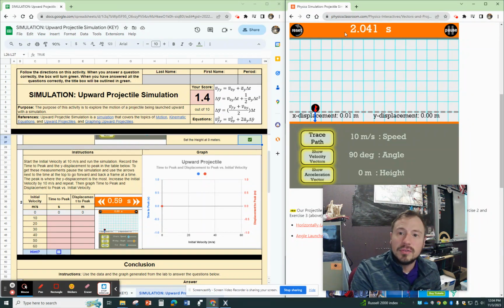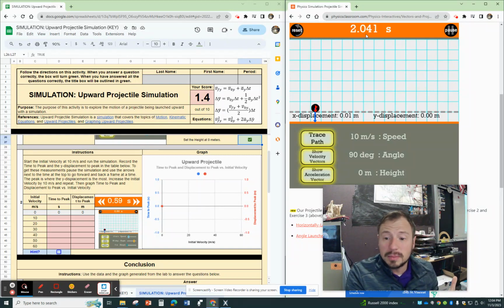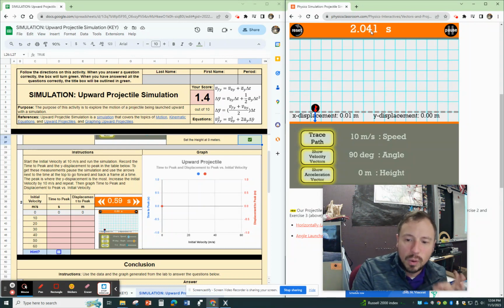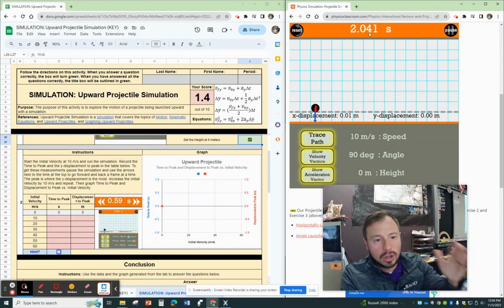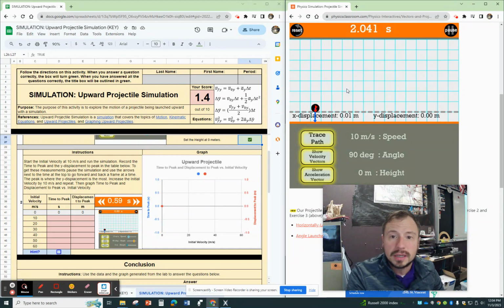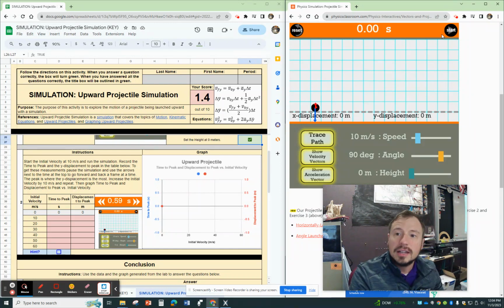Now, this time interval is not the time to peak. That's the total time. So to find the time to peak, all you have to do is divide this by 2. But that doesn't get us our y displacement, which is the tallest point, the displacement to peak. So let's just reset this, and here's how we do this.